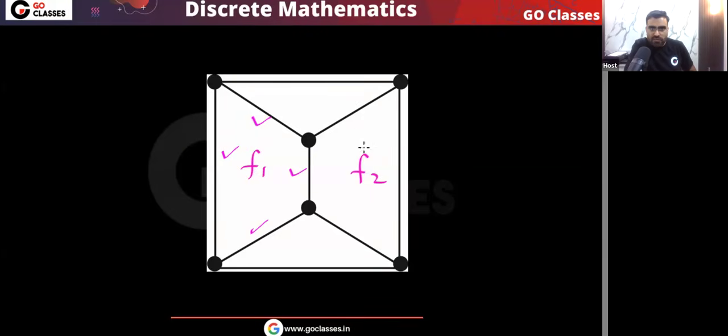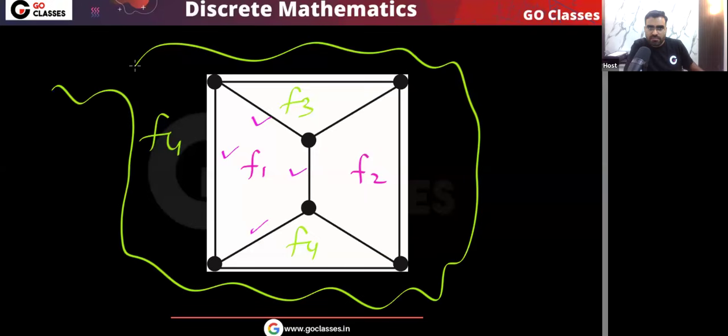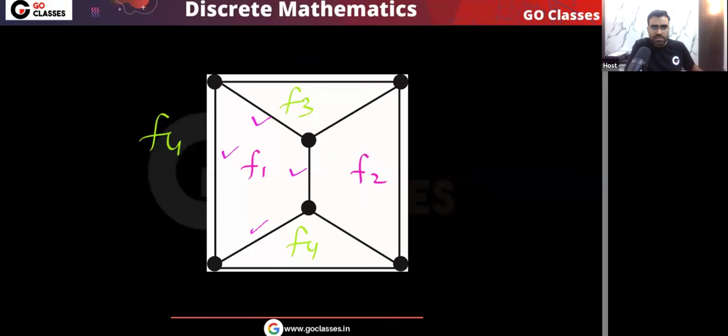For example, this is one face. This entire area is another face. This is another face, and this outer area is another face. In simple words, without crossing the edge, how much area can you cover? If I'm standing here, how much area can I cover without crossing an edge? I cannot cross the edge, so this is the area I can cover. This is a very intuitive concept.